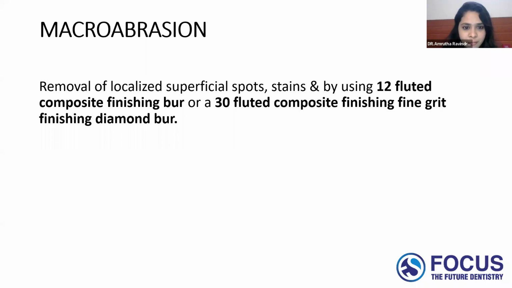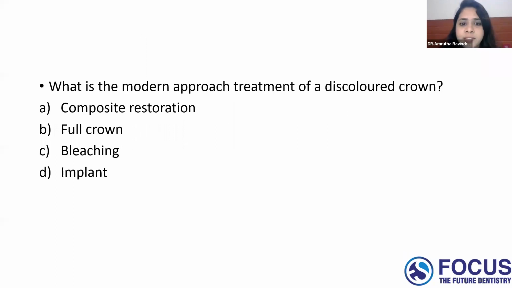So the first question will be, what is the modern approach to treatment of a discolored crown? Option A, composite restoration; full crown; bleaching; implant. So come on, tell me the answers. I want your answers. I won't be giving you the answers without you.